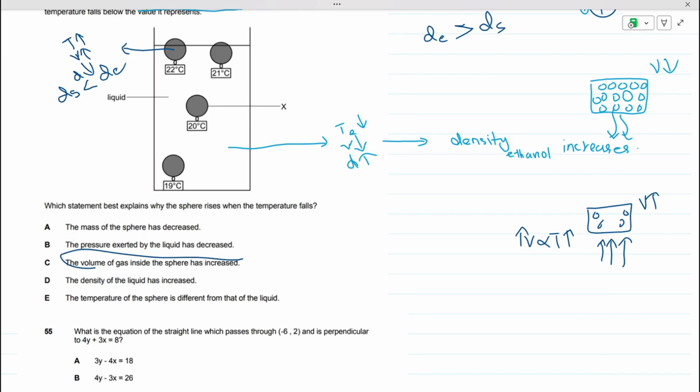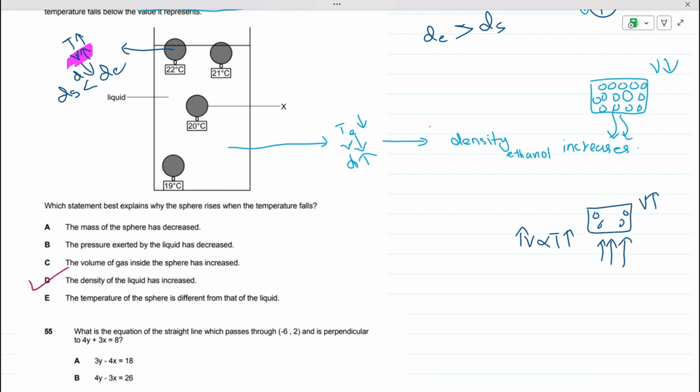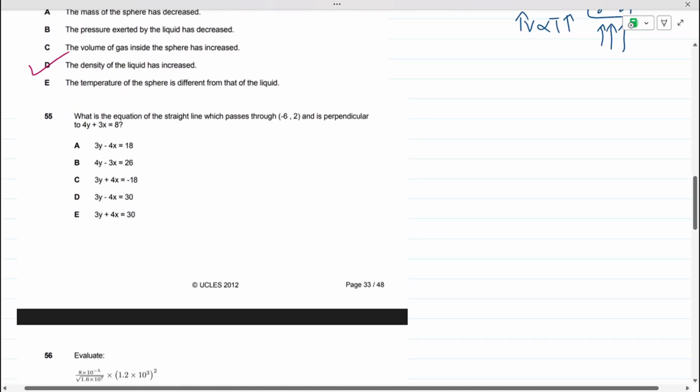Of course this is happening. If I say volume increases, of course the volume of the gas inside this container increases. But know that this is not mainly the reason. The main reason is the increase in the density of the ethanol, right? So the density of the liquid has increased. Yes, this is the main reason we were looking for in order to find the answer. So this is the correct option we have gotten, right? I hope this question was easy, not difficult at all.